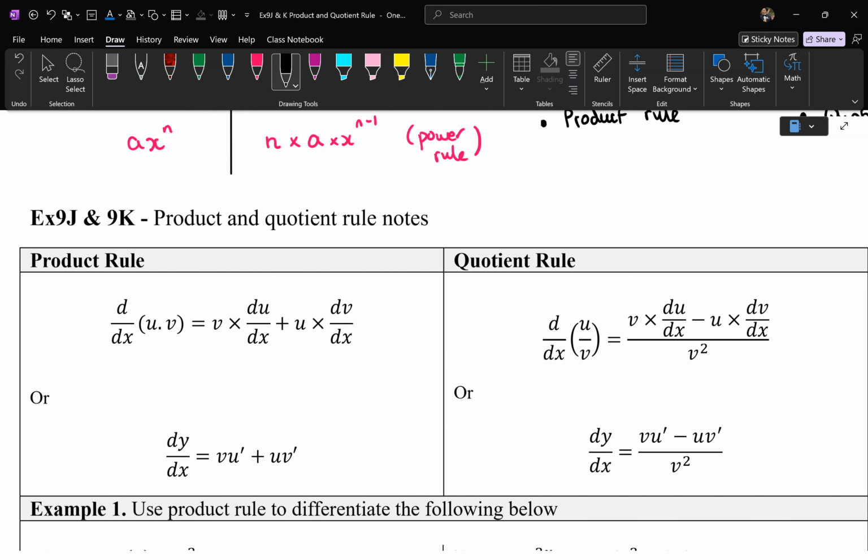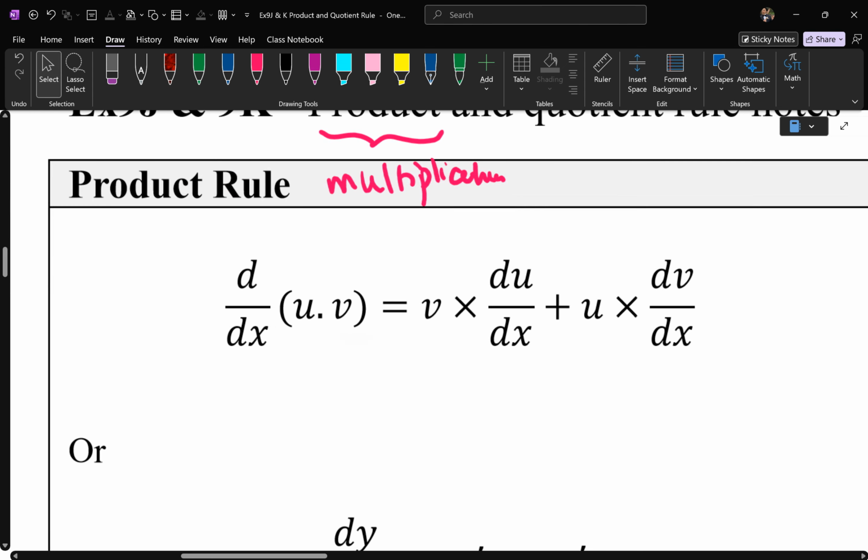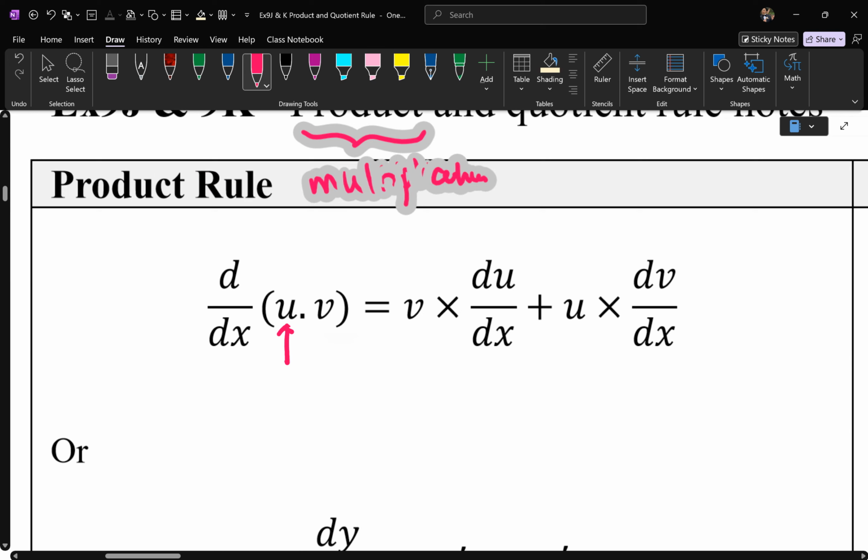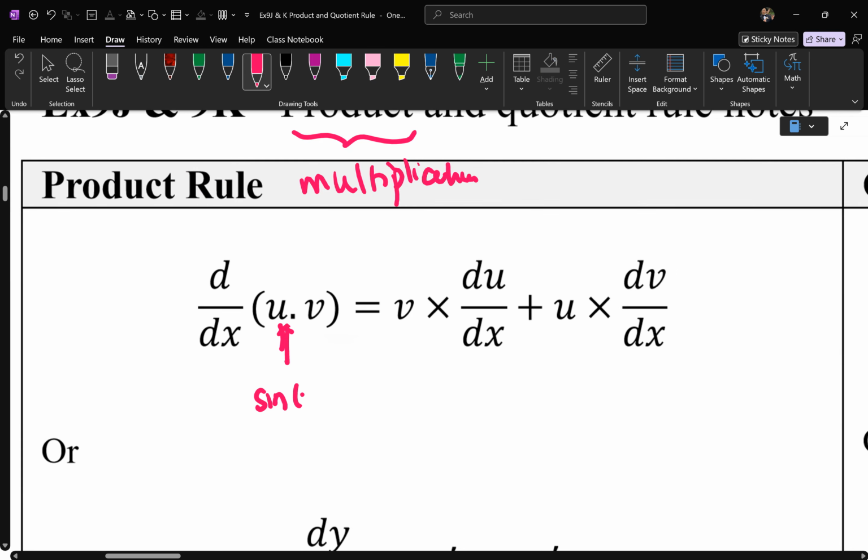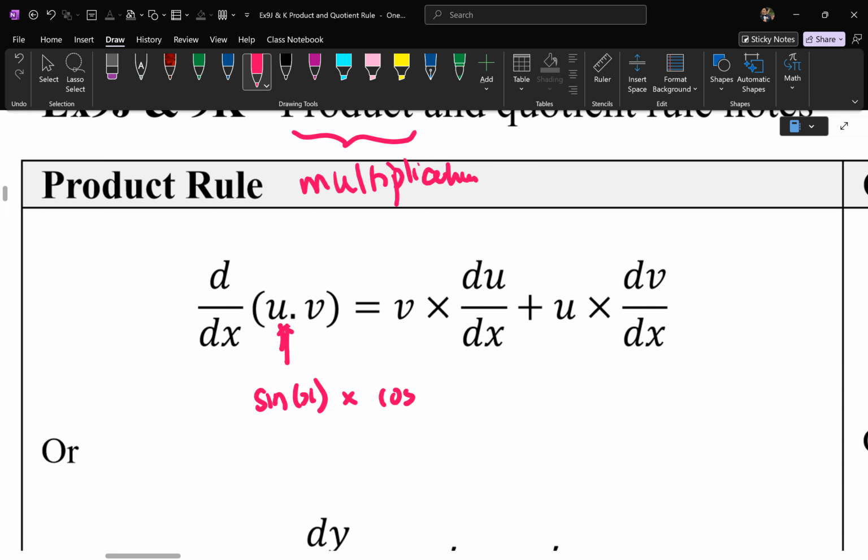The product rule. Product means multiplication. Instead of having a function within a function, if you have a function times a function, for example, let's say u was sine of x multiplied to the cos of x. So if I said y equals that, and I asked you to find the derivative of this, so that means dy/dx.